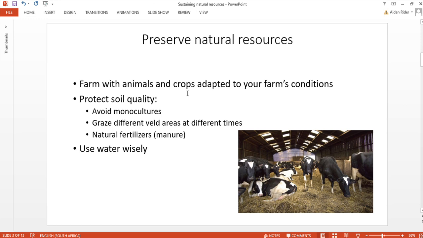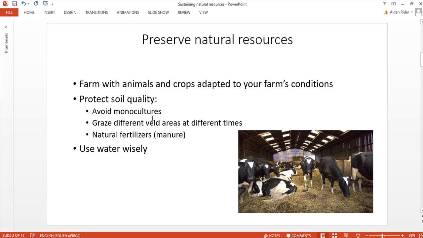Nonetheless, maybe you have an indoor place like this in this picture where you can regulate the temperature and make sure they have enough food and water. But it's a bit uneconomical. This would primarily be more like in your Western Cape area and the Eastern Cape area where the climate is much better. Then secondly, we need to protect our soil quality.